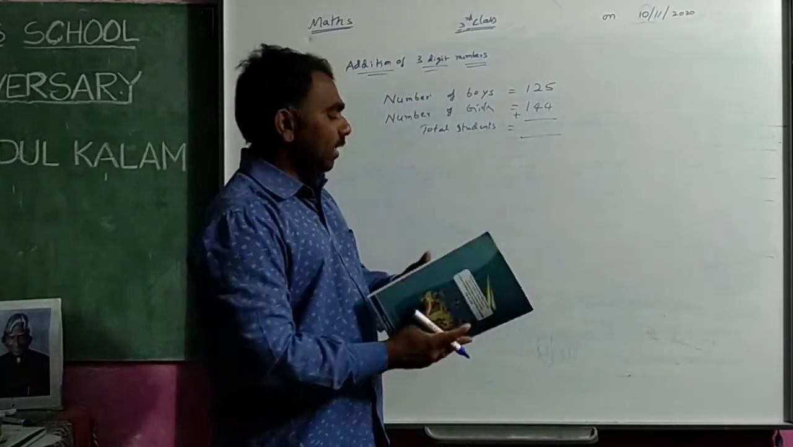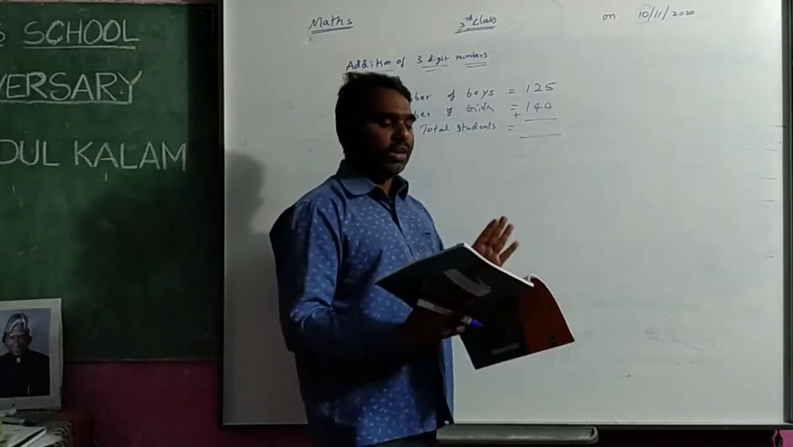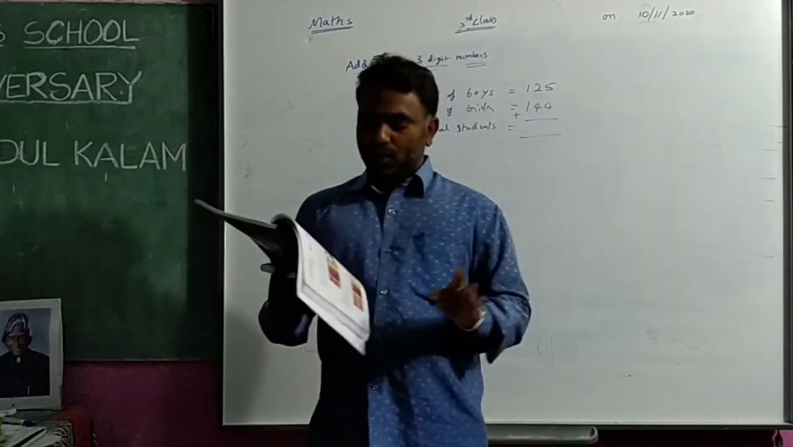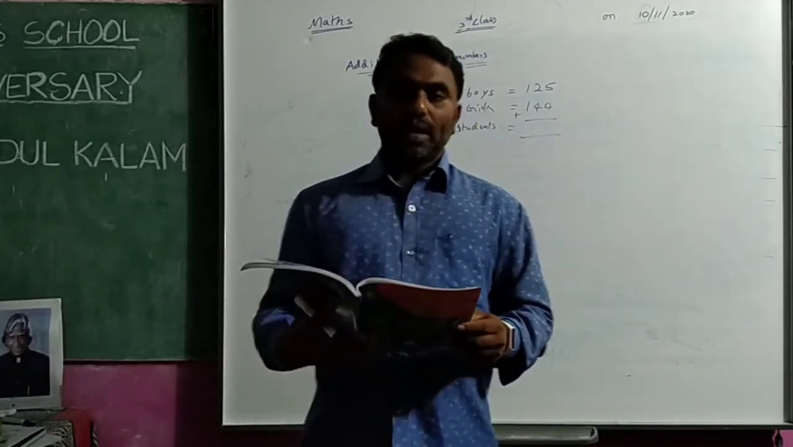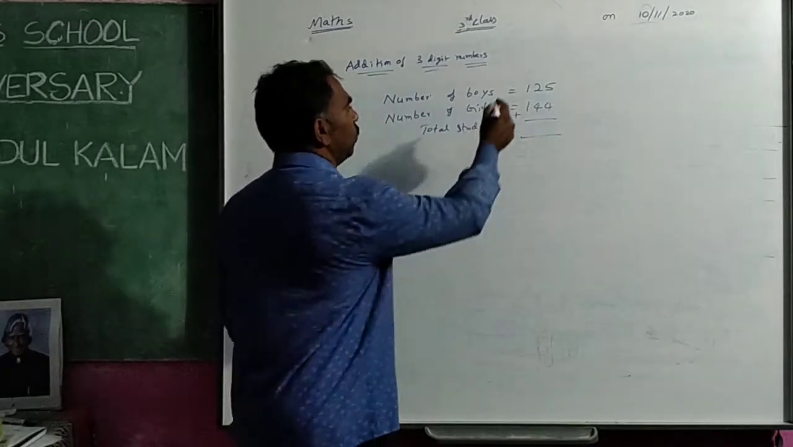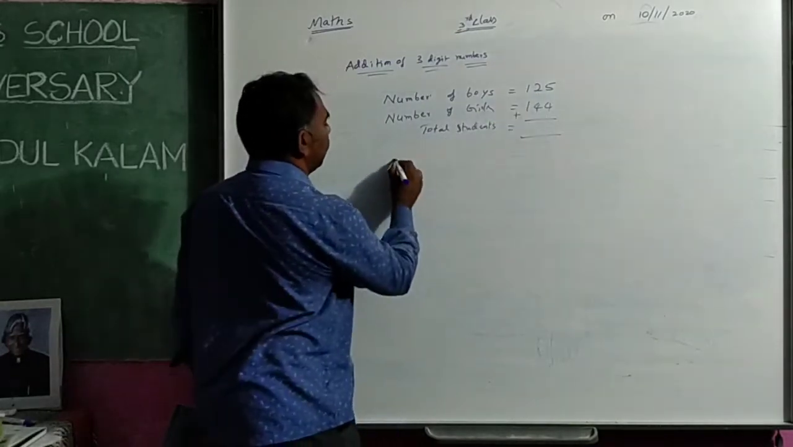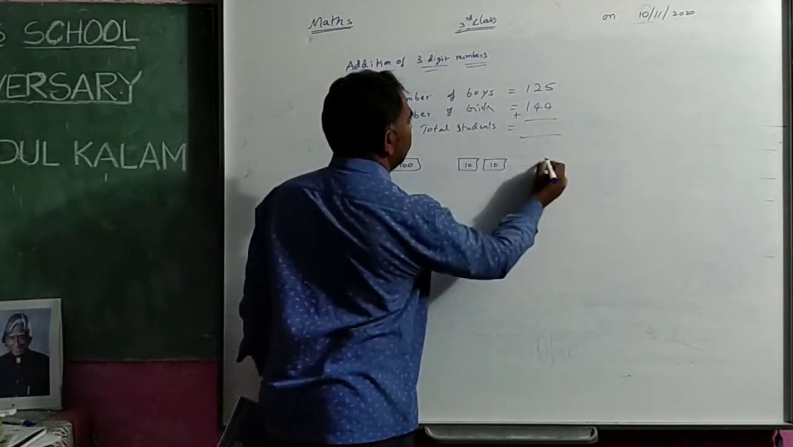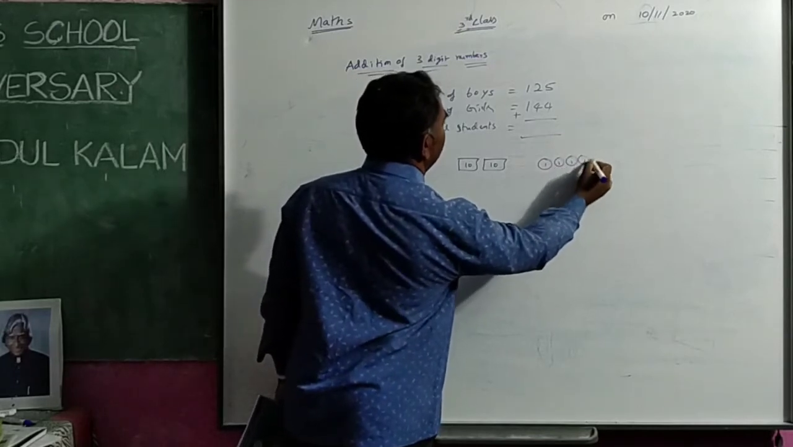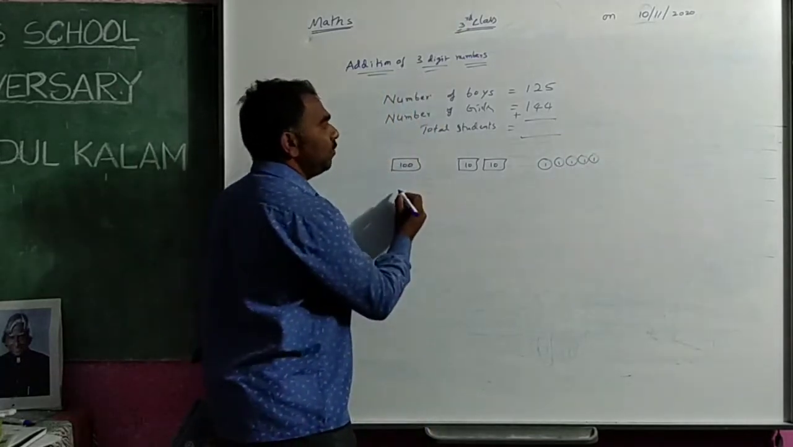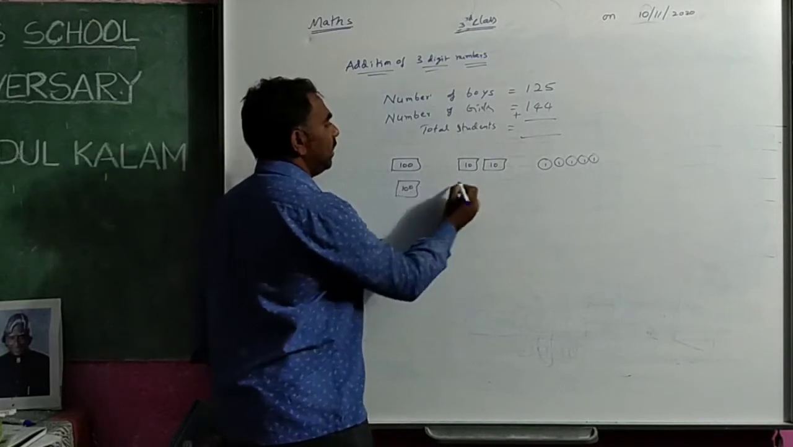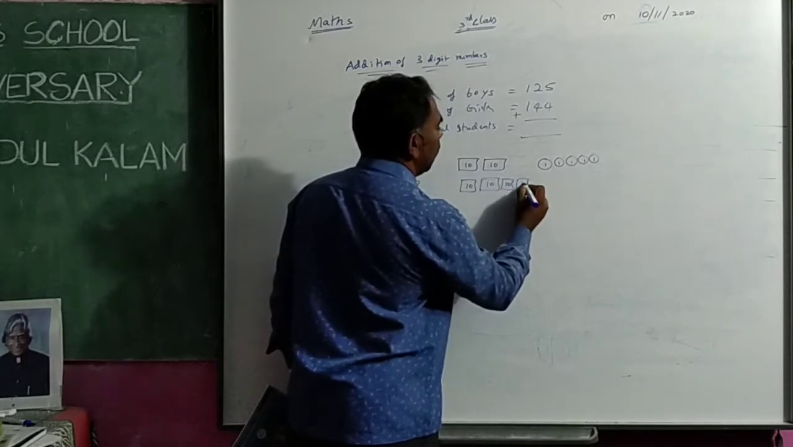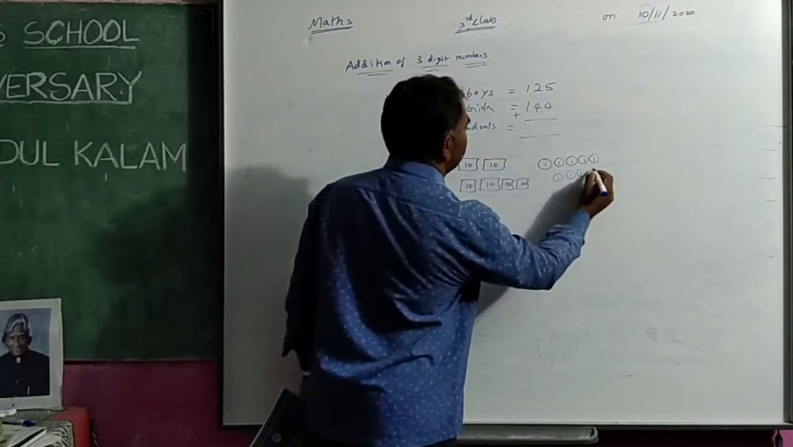But here, in the starting 3-4 problems, we need to do the practical method. After that you can do the other method. You see what is the practical method? First number 125. 125 means 1 hundred, 2 tens and 5 ones. Then 144. 144 means 1 hundred, 4 tens and 4 ones.